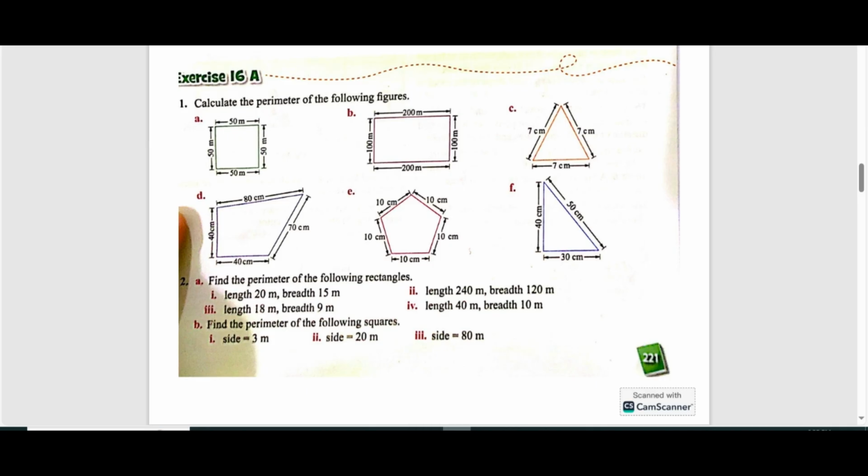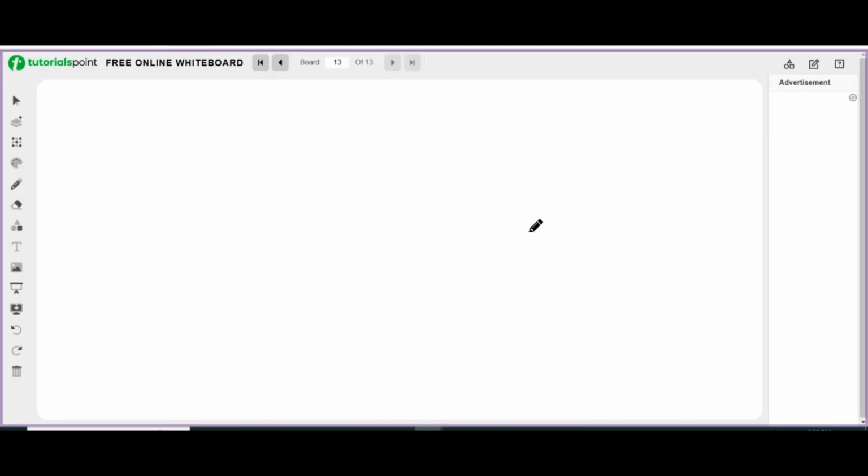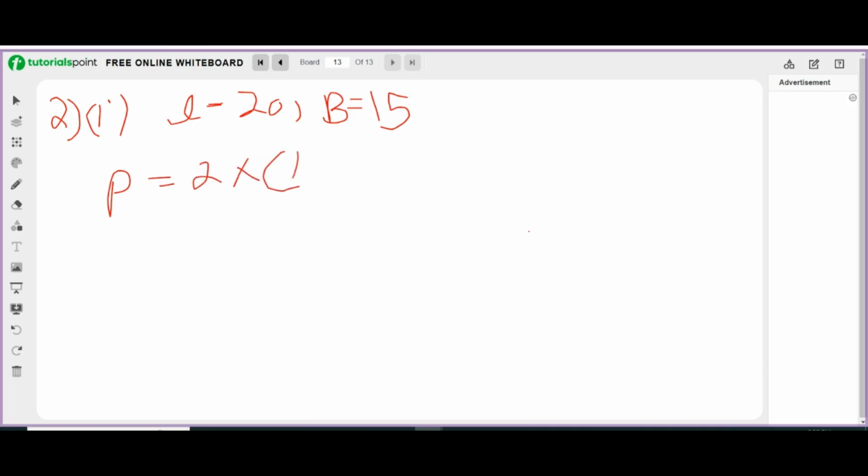Okay, let's do these parts. Question number two, part I. The first part is rectangles. The length is 20 and the breadth is 15. L is 20 and B is 15. Yes, I'm just putting all the values here. You have to solve them and give me the final answers.